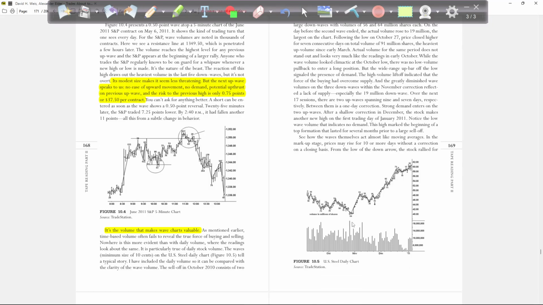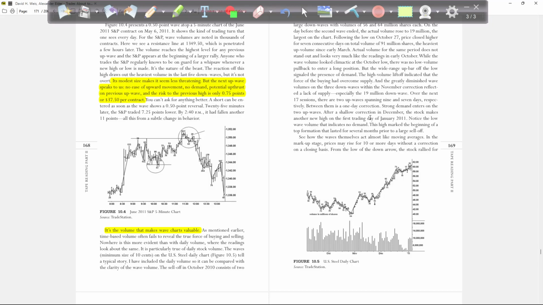Over the next 17 sessions, there are two up waves spanning 9 and 7 days, respectively. Between them is a one-day correction. Strong demand enters on the two up waves after a shallow correction in December. The stock makes another new high on the first trading day of January 2011.